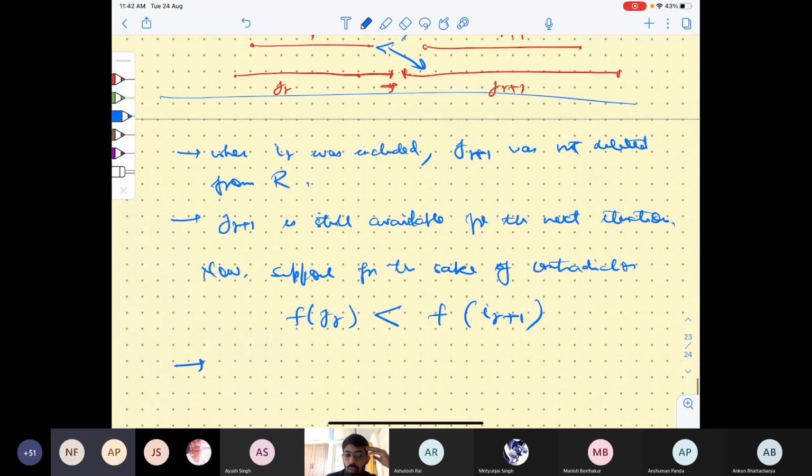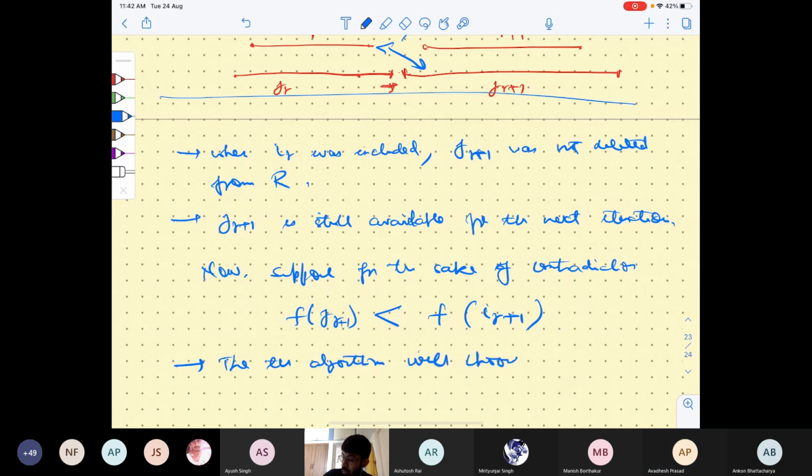Sir, you mean JR plus 1, because our algorithm can choose JR plus 1. Oh yes, JR plus 1. You are right, sorry. Then our algorithm will choose JR plus 1 instead of IR plus 1, which is a contradiction in the next iteration. So this is the contradiction.